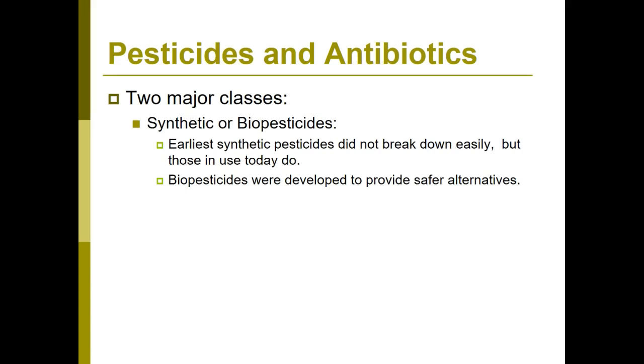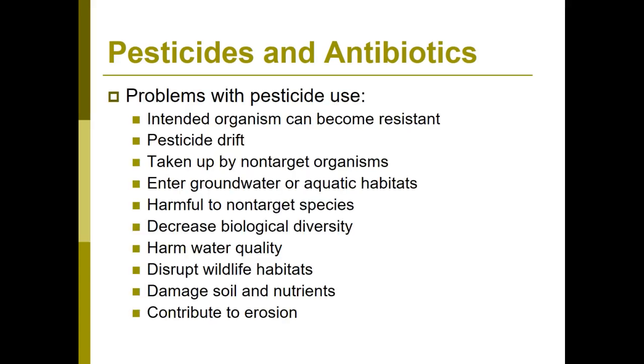Now we're going to talk about pesticides and antibiotics. There are 2 major classes, synthetic pesticides or biopesticides. Now, the earliest synthetic pesticides didn't break down easily, although those today do. But biopesticides were developed to provide safer alternatives.